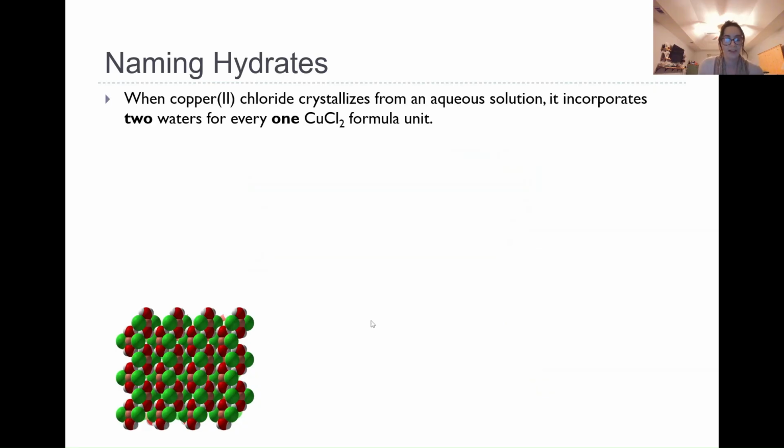Okay, so naming hydrates. It all depends on how many water molecules are incorporated per formula unit of the ionic solid. And remember, a formula unit is the smallest unit of an ionic compound. You can't call the smallest unit of an ionic compound a molecule like you can with a covalent compound because they are ionic bonds, not covalent. So you call them formula units. So for example, if you have copper 2 chloride, it incorporates 2 waters for every 1 copper chloride formula unit. So every 1 CuCl2 unit, there are going to be 2 waters.